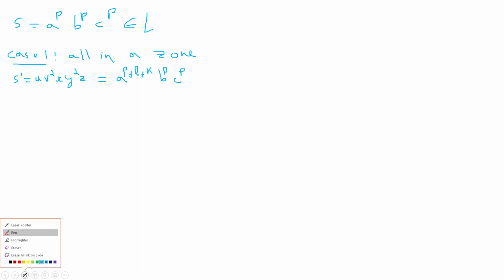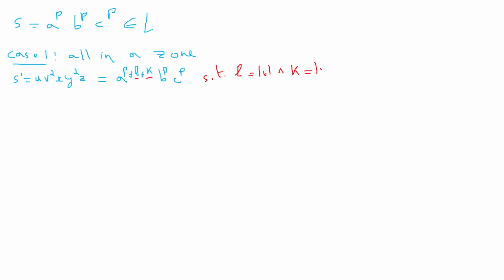So the things that I'm pumping up this time are L and K, such that L is the size of V, and K is the size of Y. So V is getting pumped up, Y is getting pumped up. That's why we get these two additions, and they're all in the A zone, so we're only adding them for A.